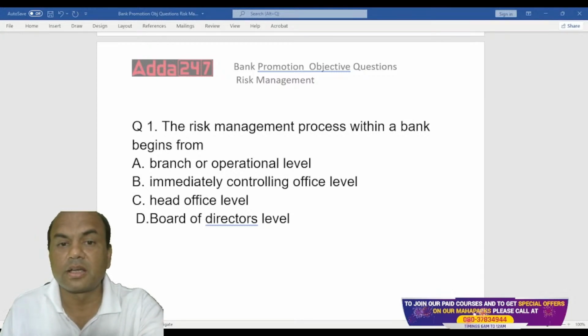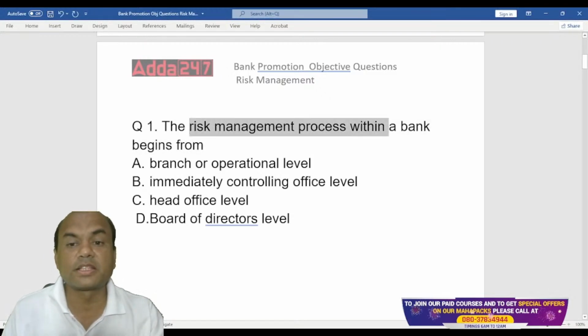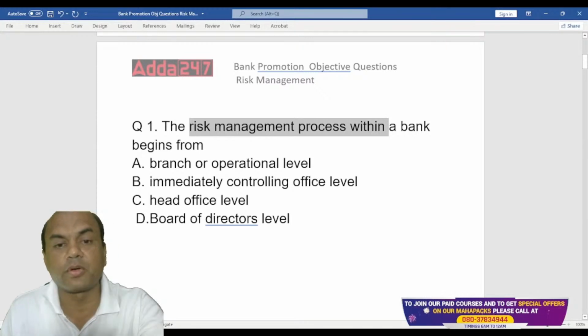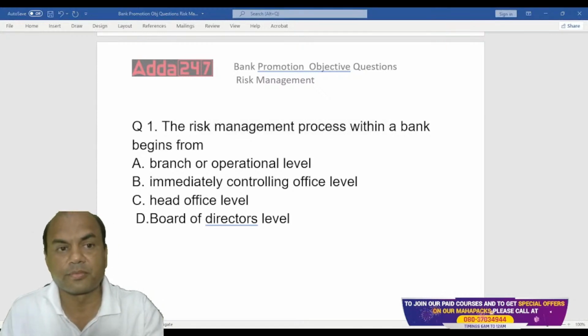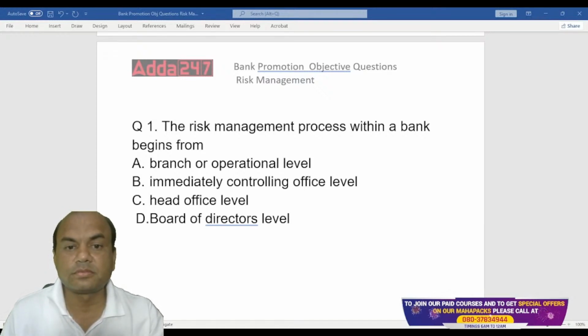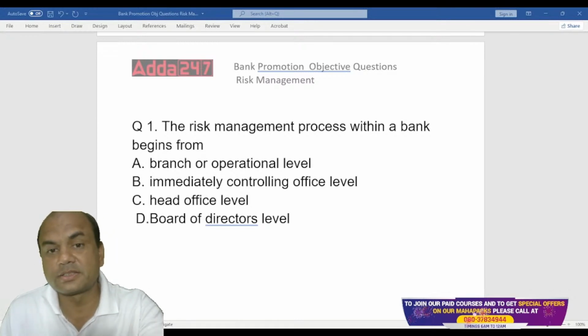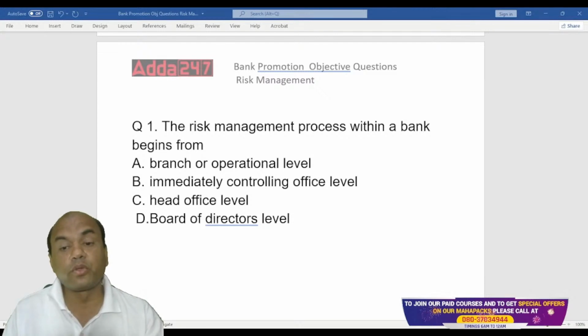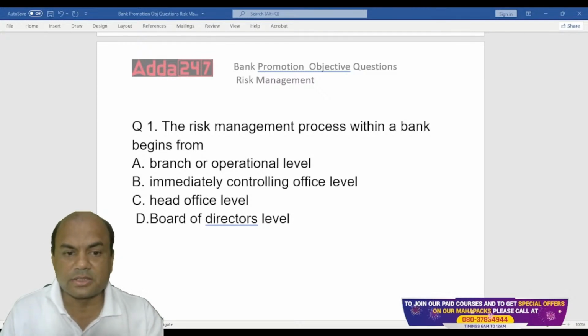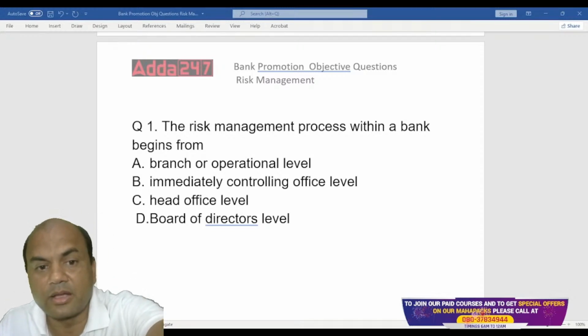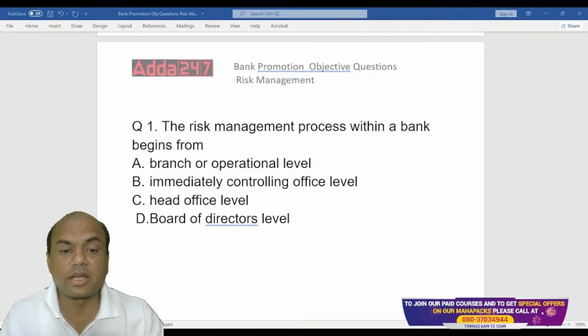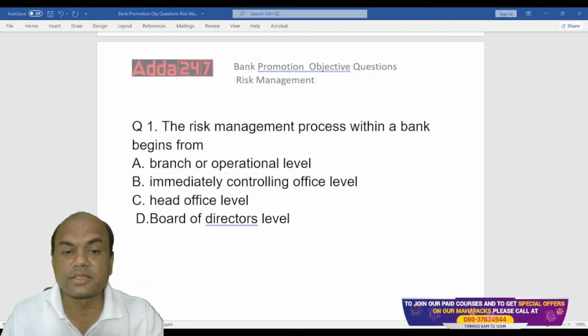Everyone, let me see. Type it in the comment section. The risk management process starts from where? What do you say, guys? Begins from. Here, I can definitely give the answer, but the problem is you are going to attend the exam, and that is the point. We have already cleared all these exams. So now, everyone, begins with.